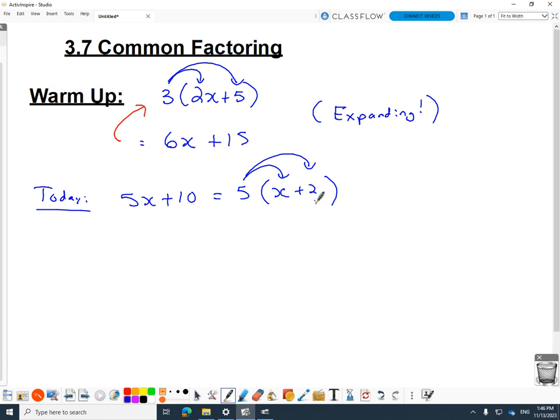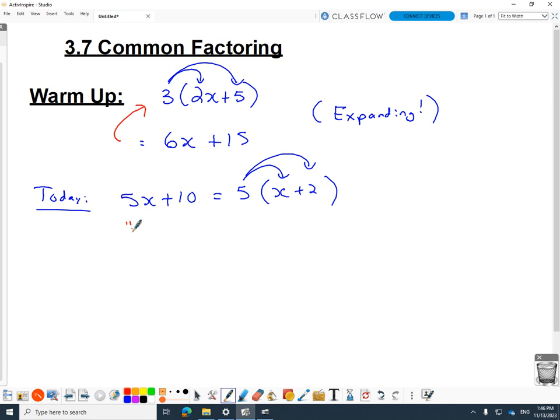For Alex, how did you know it was a 5? Because they can both be divided by 5. I'm going to steal exactly his sentence that he used here, because this is the sentence you're going to have to look back on when you're doing the homework. That's what you're looking for today, common factoring.